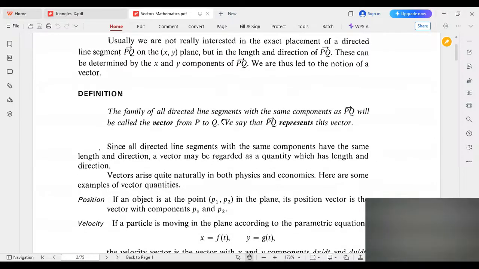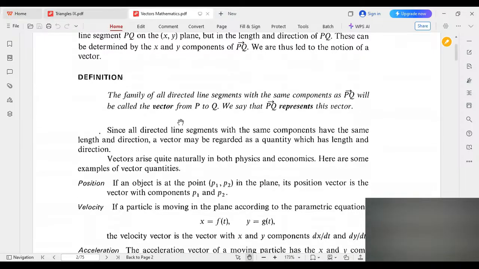Let's see the definition of vector. The family of all directed line segments with the same components as vector PQ will be called the vector from P to Q. We say that vector PQ represents this vector.